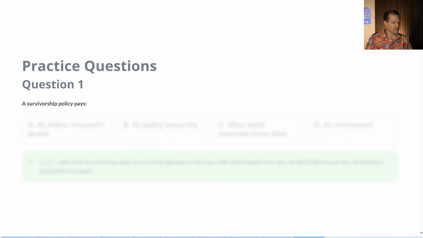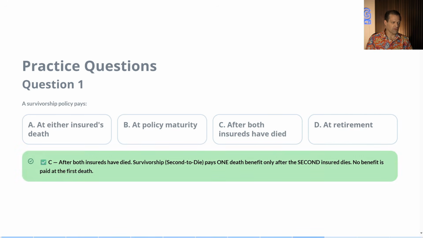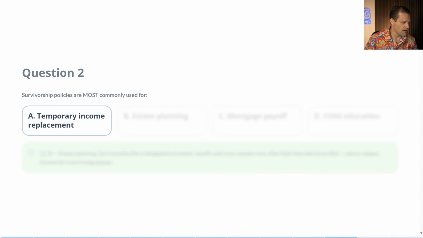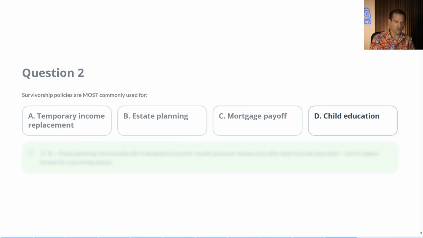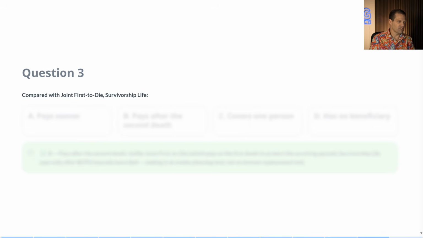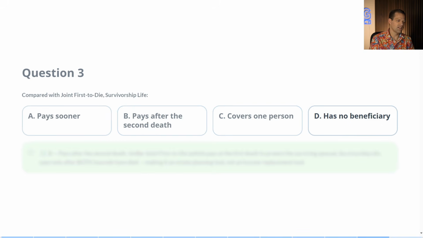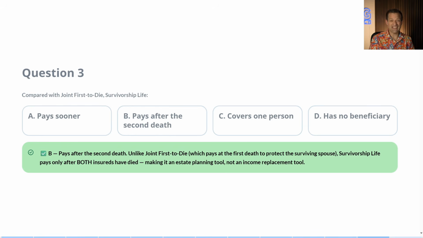Practice questions. A survivorship policy pays: at either insured's death, at the policy maturity, after both have died, or at retirement? The answer is C, after both die. Survivorship policies are most commonly used for: temporary income replacement, estate planning, mortgage payoff, or child education? The answer is B, estate planning. That's the big thing. Question 3: compared with a joint first to die policy, survivorship life pays sooner, pays after the second death, covers one person, or has no beneficiary? The answer is B, it pays after the second death.